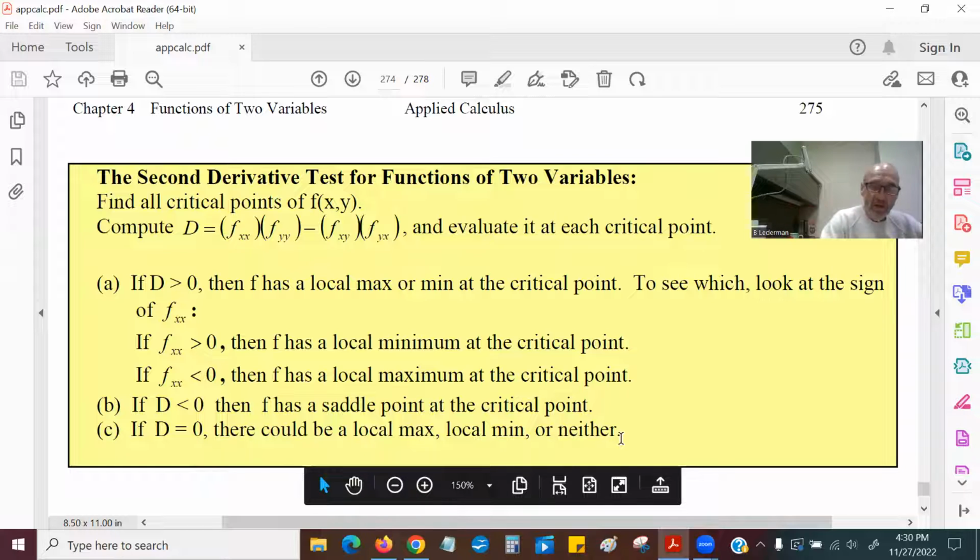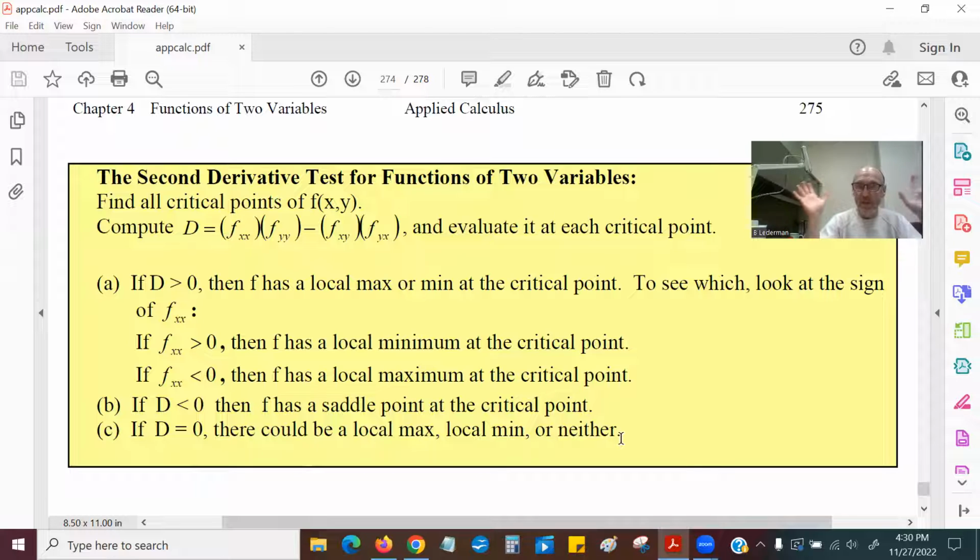Anything is possible. So D negative, definitely no good. It's a saddle point, which is definitely not a max or a min. If D is 0, it's anybody's game. But if D is positive, it will be a max or a min, and whether it's a max or min depends on fxx, whether that's positive or negative. And that is the test. That is the second derivative test.